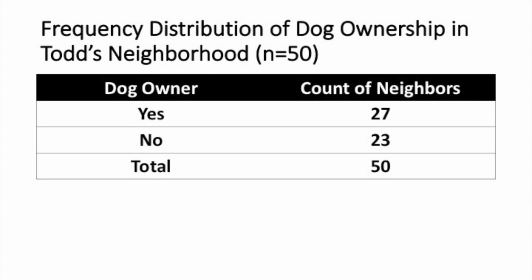So here we have the table. Again, the title is Frequency Distribution of Dog Ownership in Todd's Neighborhood. You see that the first column has a label of dog owner. The second column has a label of count of neighbors. So you see the two possible values that variable can take on, yes and no. And then you see the count, the number of neighbors that fall into each of those two categories.